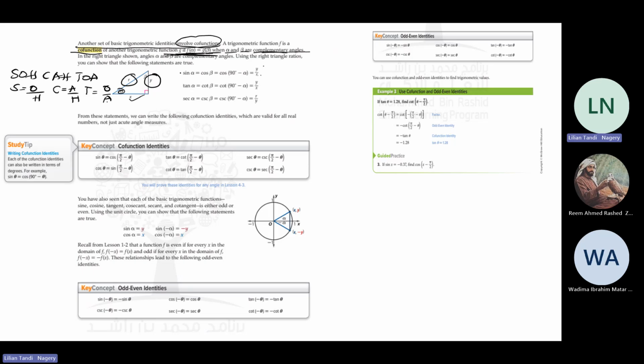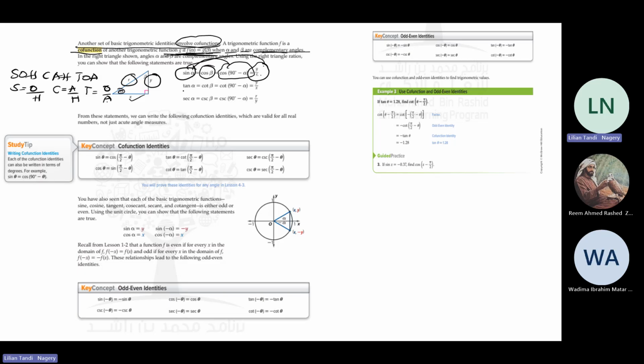So, how many ways can you find sine alpha? You can either do cos of beta to give you sine alpha. You can also do cos of 90 minus alpha, it will give you sine alpha. You can also do y over r. So how many different ways? 3 ways. Okay, very good.